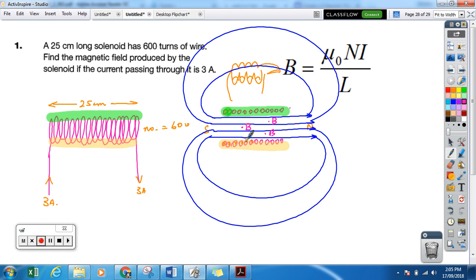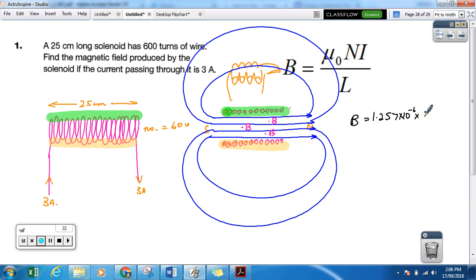So let's just use our values. B would equal mu, which was 1.257 by 10 to the minus 6. And the number of loops is 600. The current is 3. And the length is 25 centimeters, which is 0.25 meters. Everything must be in meters and amps for this formula to work.